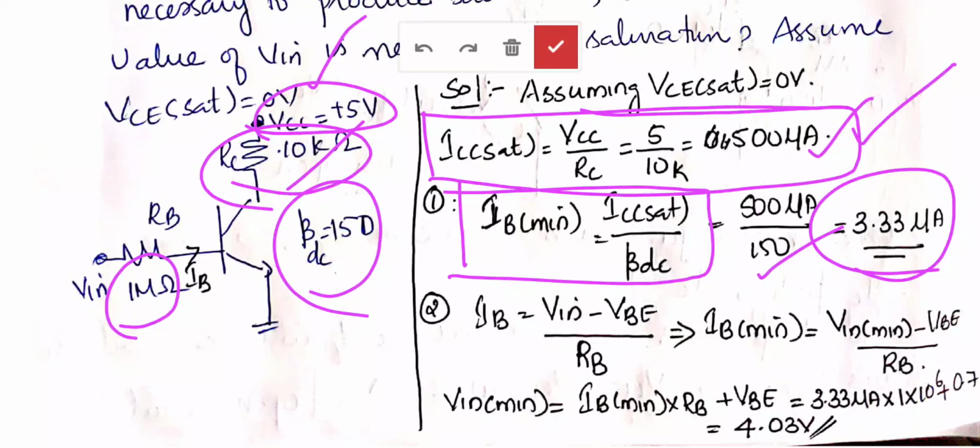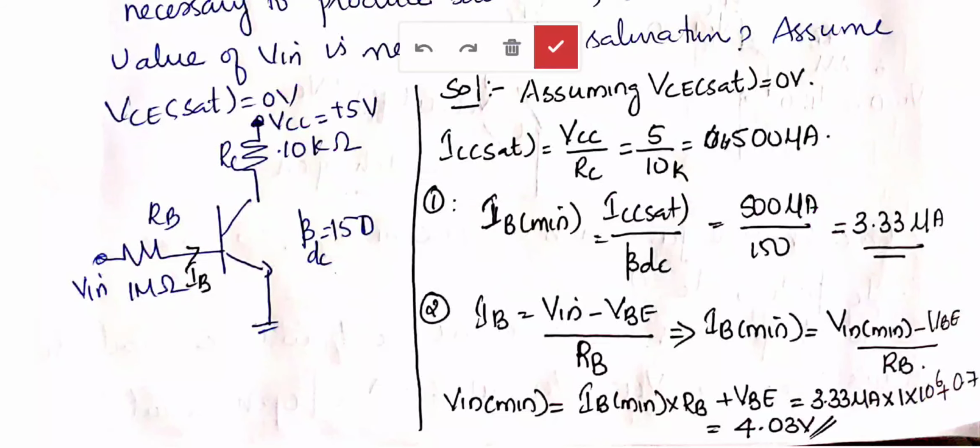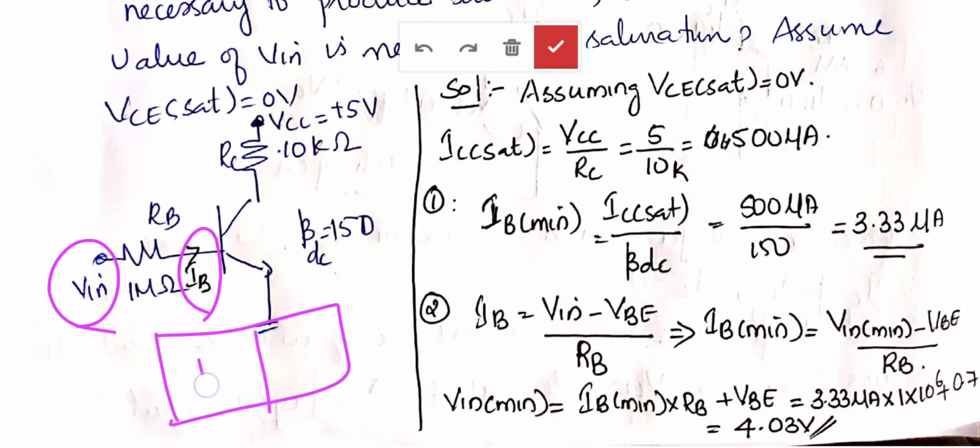Now what is the input voltage Vin? You can see here, this is Vin, this is IB. Here this is the base emitter junction. We know the voltage across a forward biased PN junction diode is the cut-in voltage, 0.7 for silicon and 0.3 for germanium.